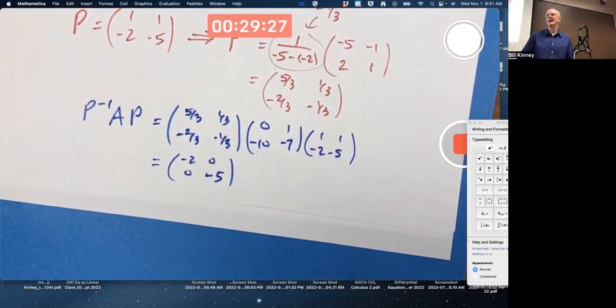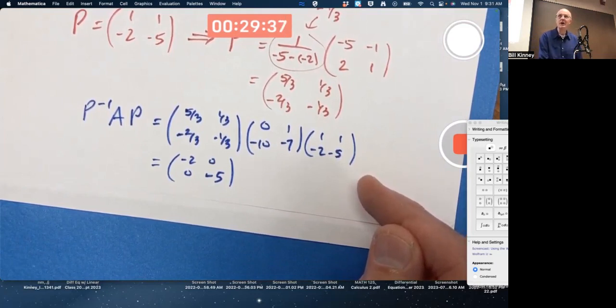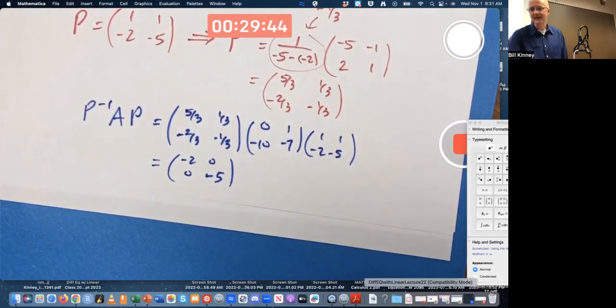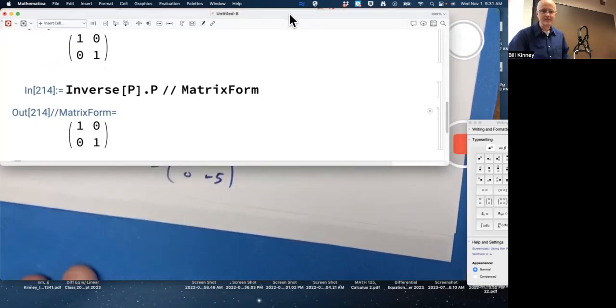How do I know that? Well, I've done this lots. I didn't actually do the multiplication. I won't do the multiplication for the sake of time. It would be good if after class you tried this multiplication to double check it, to believe it in your soul, but we'll believe it with Mathematica as well here.